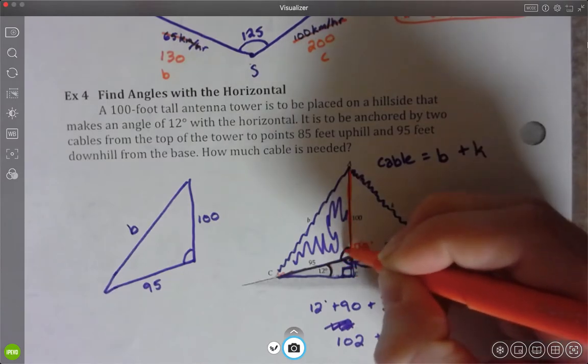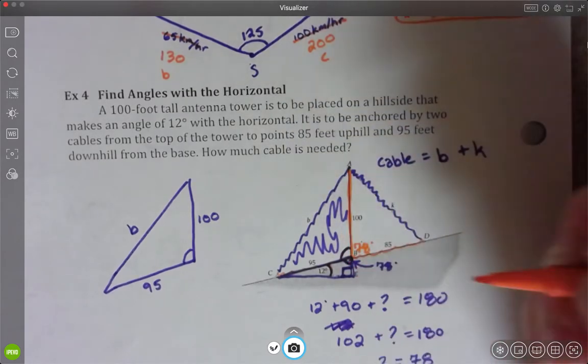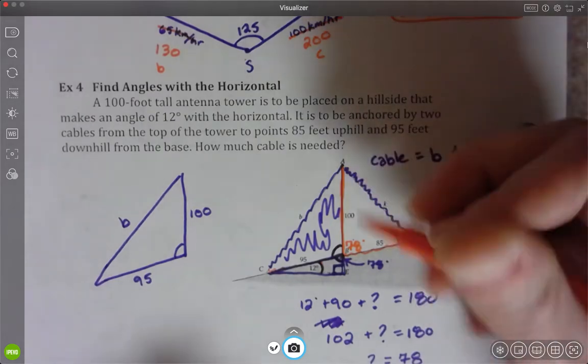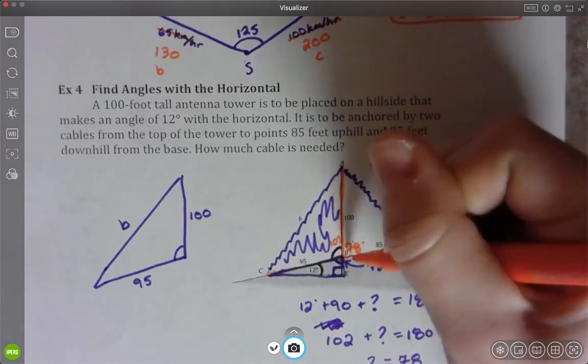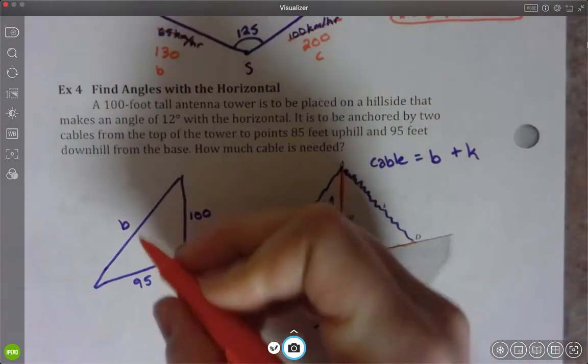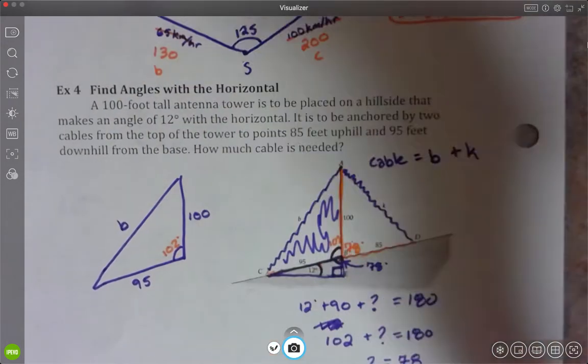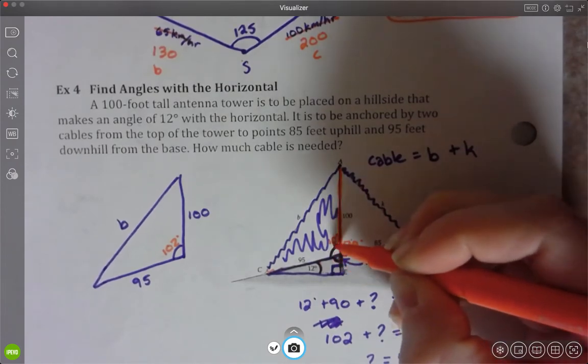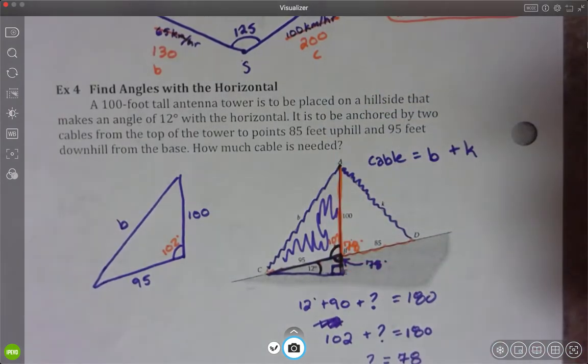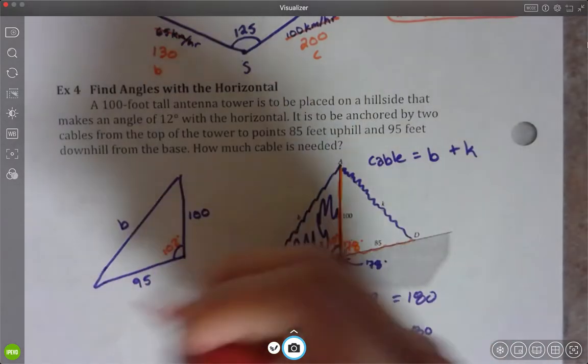Then this angle has to add up to this one to be 180. So this angle right here would then have to be 102. Okay, so now I know this angle is 102 degrees. He's on a straight line here with this 78, so that one has to be 102 degrees. Okay, so now I have all the information that I need.